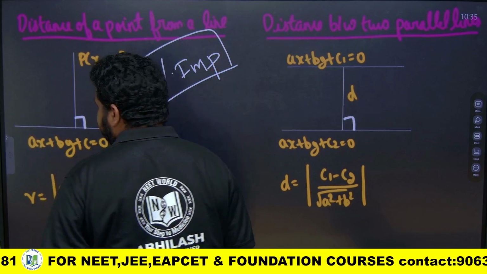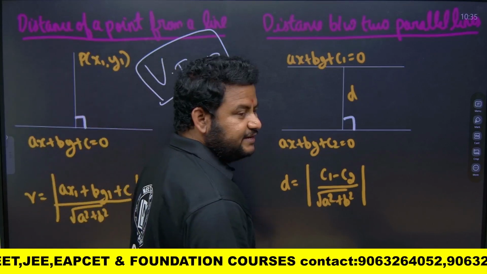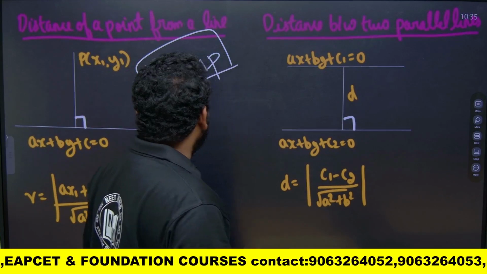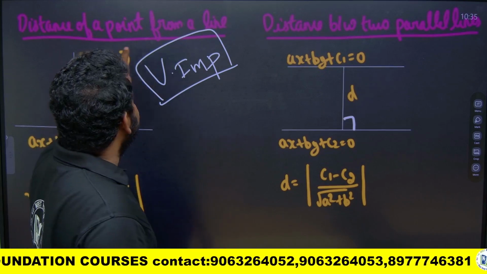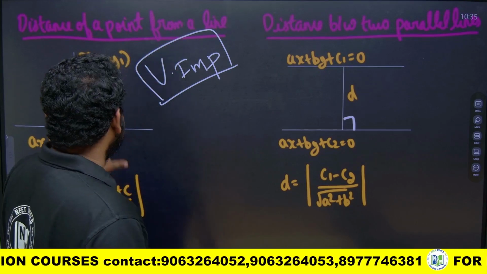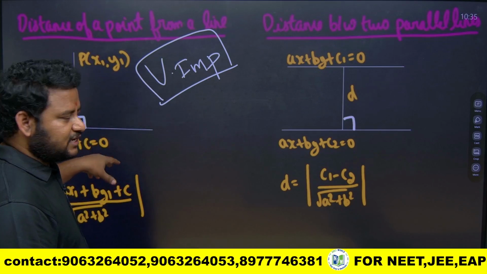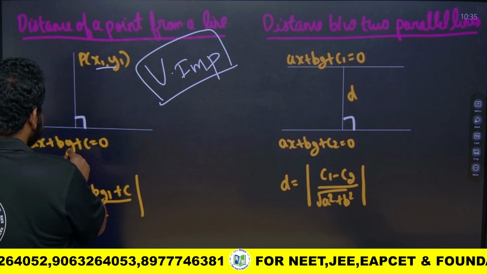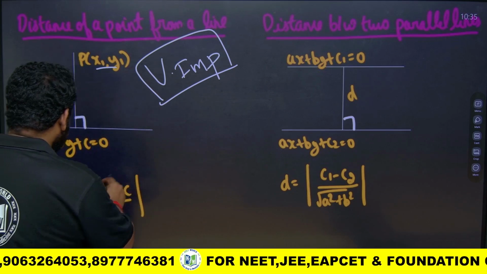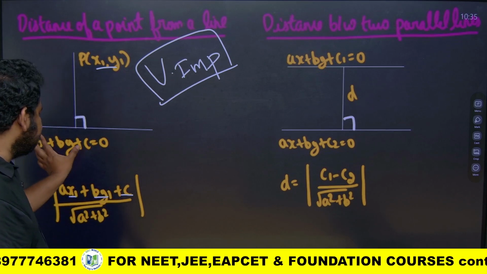This is very important. Why I say very important is that the questions are coming directly from this concept, and it is very useful for you while solving coordinate geometry also. So the first concept is the distance of a point from a line. Suppose a point is there and its distance from a line, that is always the perpendicular distance. That is given by, for the distance of a point (x1, y1) from the line ax + by + c = 0, ax1 + by1 + c. You have to put the value of x1, y1 here, that's it.